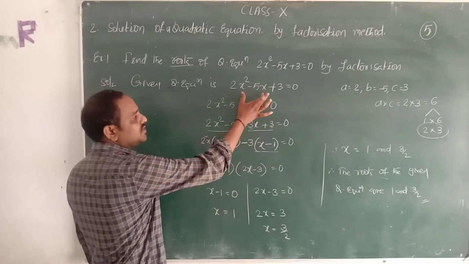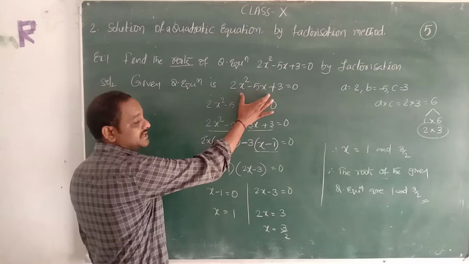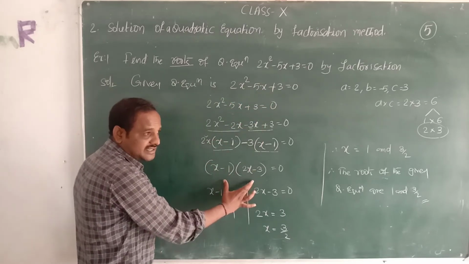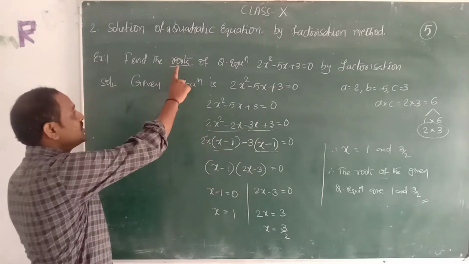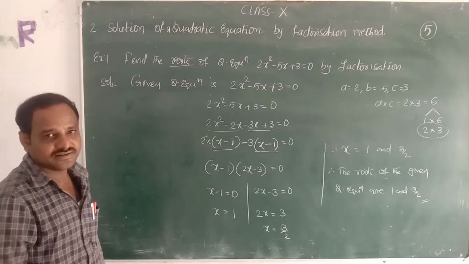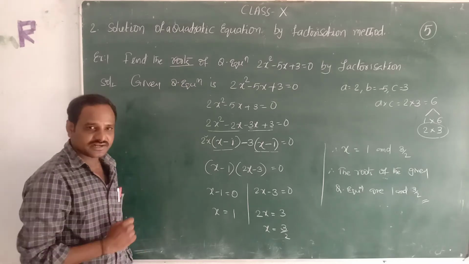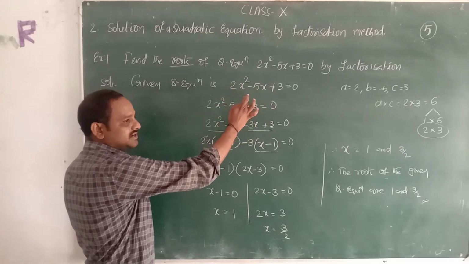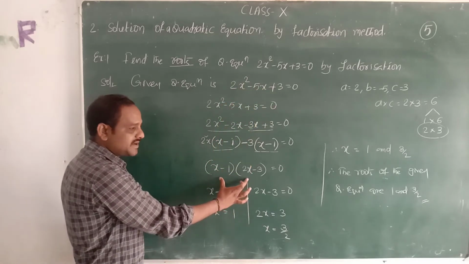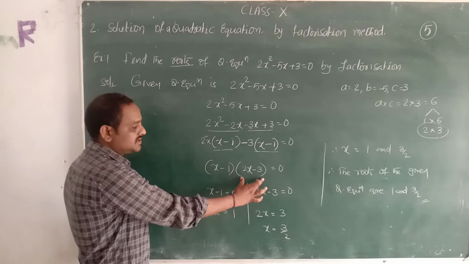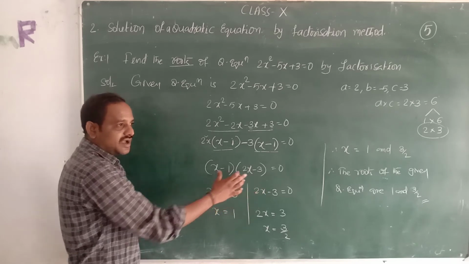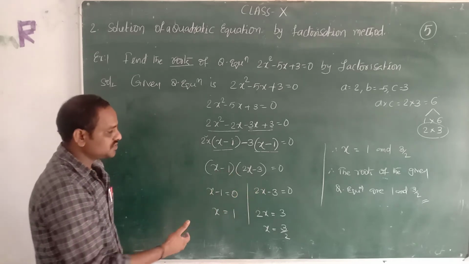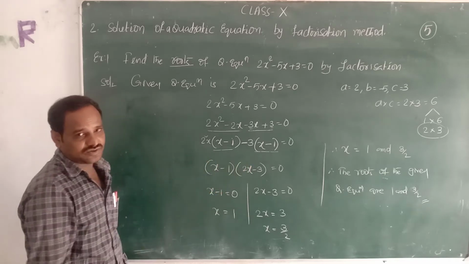Did you understand? That is why we call it the factorization method. First we have to divide the given quadratic equation into factors. Later we need to find the roots. So we divided the given quadratic equation into two factors, x minus 1 and 2x minus 3. These two are the factors. So now we are going to equate these two factors to 0.